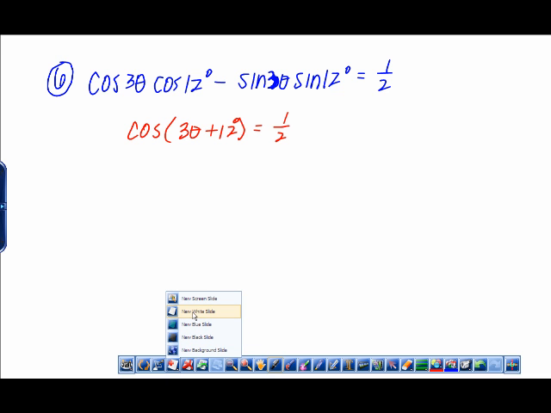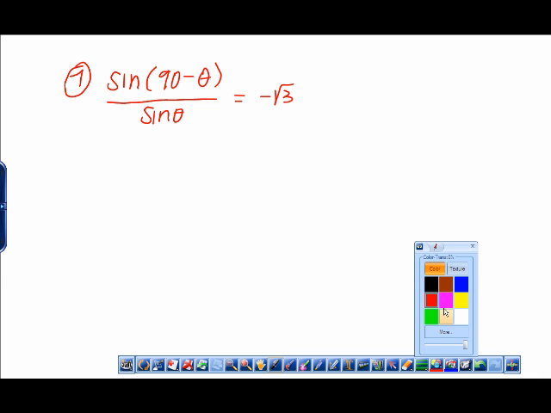It's the starting of these problems that is the most interesting part. Let's say you had sine of (90 minus theta) all over sine of theta is equal to negative root 3. We haven't really seen one exactly like this one. But hopefully you're looking at the numerator and you're thinking, wow, that's a cofunction. So sine of 90 minus theta.